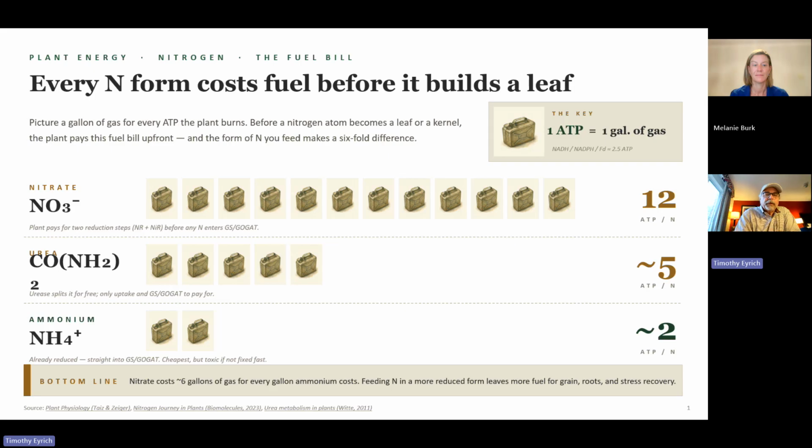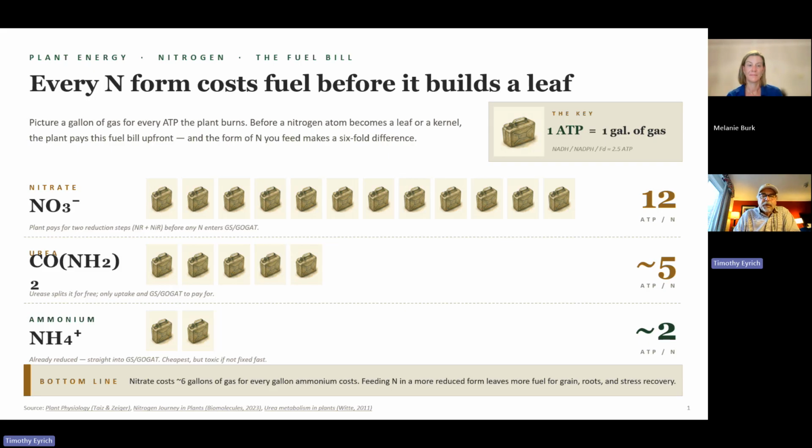So you look at nitrate, let's look at energy. The plant's energy is what we call ATP. So think of that as a gallon of gas. 1 ATP equals 1 gallon of gas. When the plant takes up nitrate, it's going to use 12 gallons of gas to get this to a form that you can make money with your nitrogen. It's going to use 5 gallons of gas to get urea to a form that you can make money out of it. It only uses about 2 gallons of gas to get ammonium to a form where you can use it.